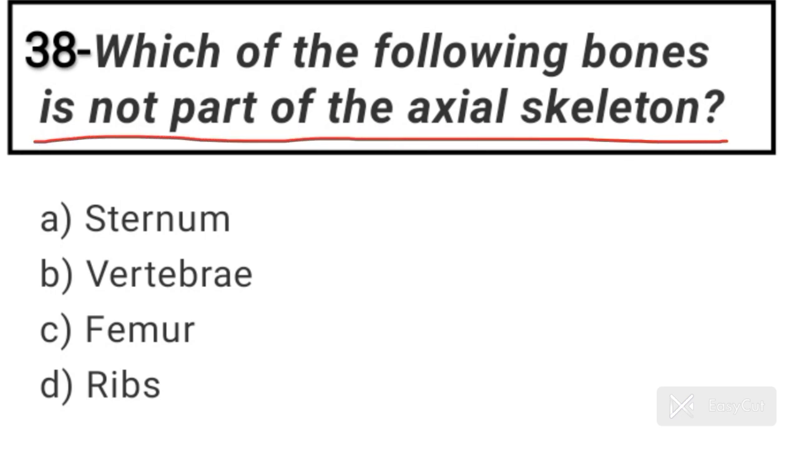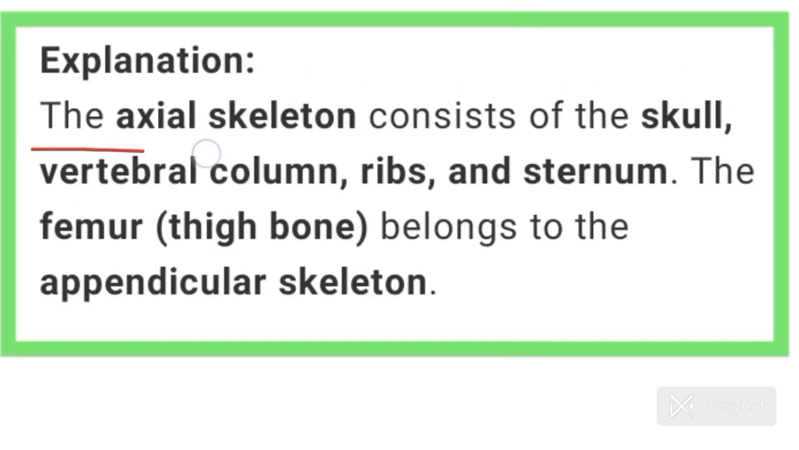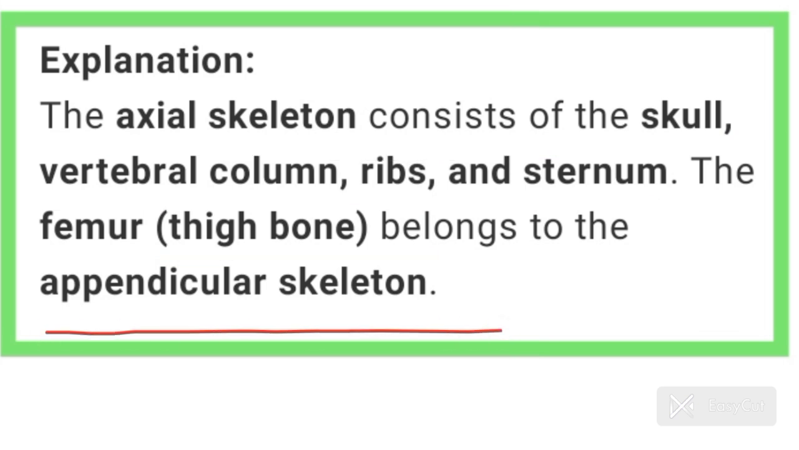Question number 38. Which of the following bones is not part of the axial skeleton? So femur, the thigh bone, that is the longest bone of the body, is not part of the axial skeleton. So femur, option C is correct for question number 38. The axial skeleton consists of the skull, vertebral column, ribs and sternum. The femur is the thigh bone, so it belongs to the appendicular skeleton.